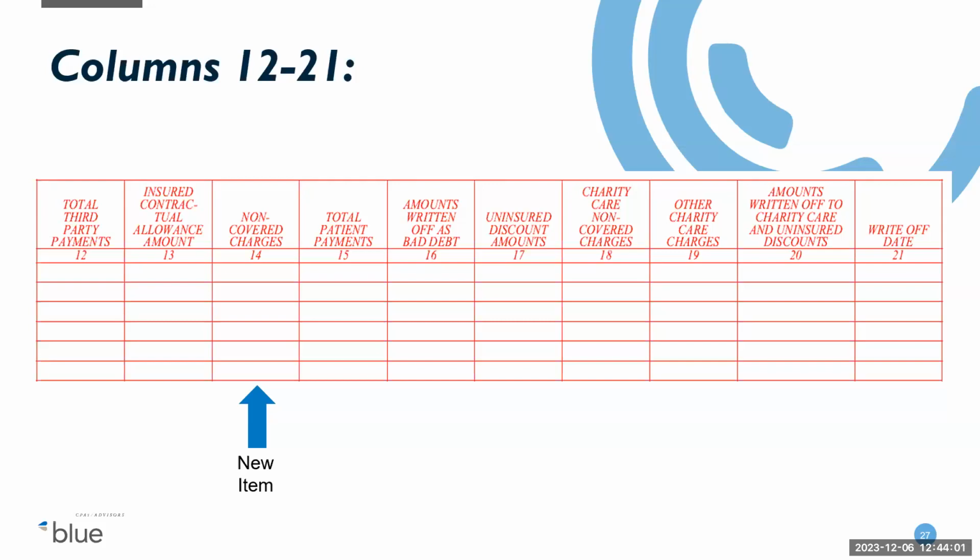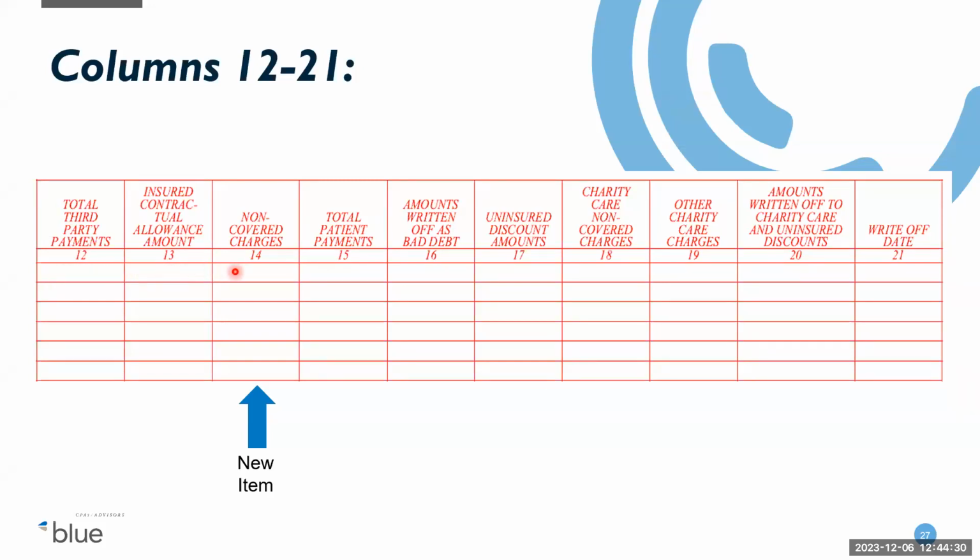Okay, so now we're going to go through the second half of the columns. Column 12, that's any payments you've received from a third-party payer. Basically, anybody that's not an individual patient counts as a third-party payer. That includes work comp, auto, VA, all of those things. They count that as a third party. If it's not coming from the patient, they want you to report it there.